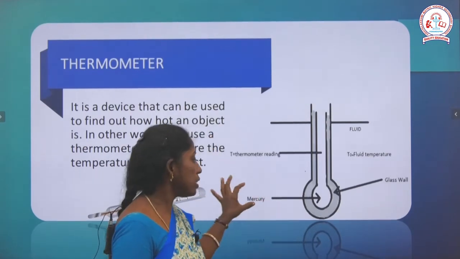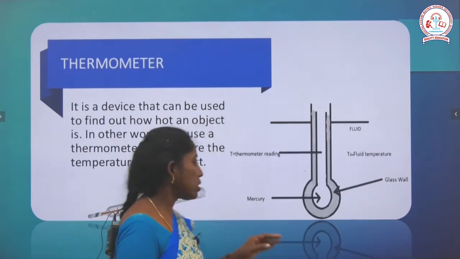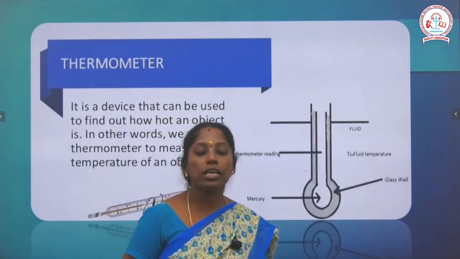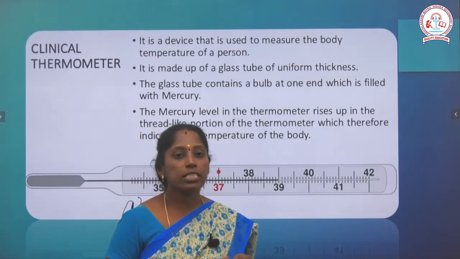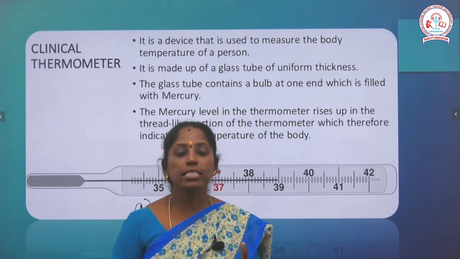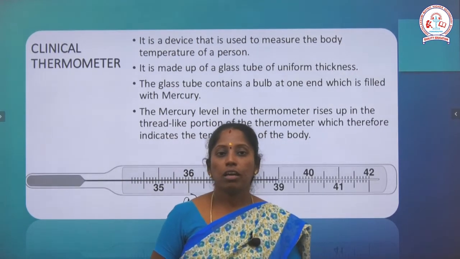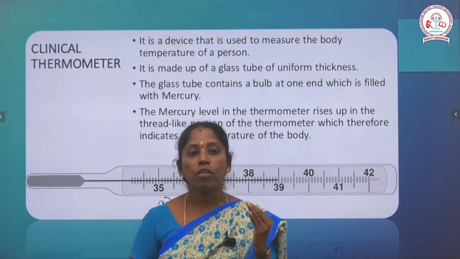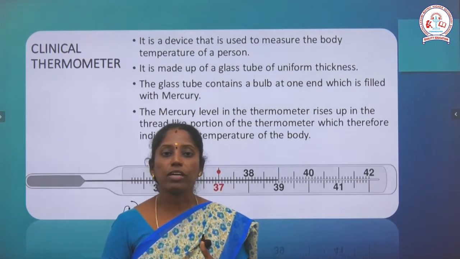That's why we are using this mercury metal in thermometers. So this is the structure of the thermometer. I told you before that there are two kinds of thermometer. One is the clinical thermometer. What is a clinical thermometer used for? It is used to measure the temperature of a person. If a person is getting a fever and feels hot, we can use this clinical thermometer to check the temperature of our body.